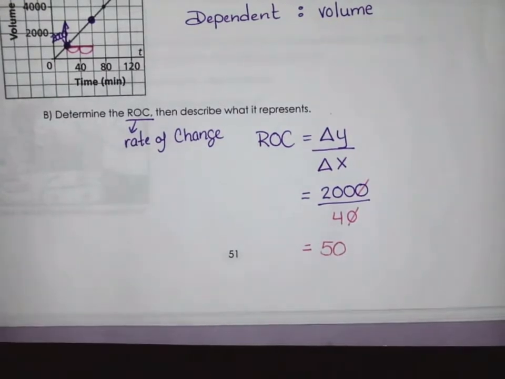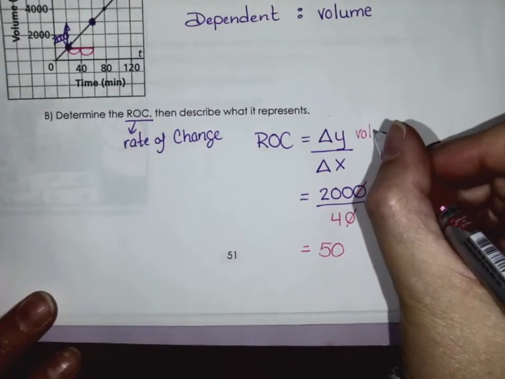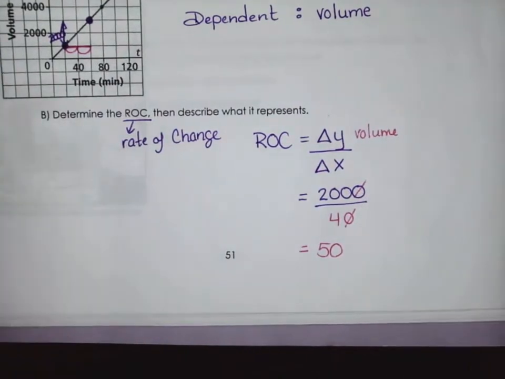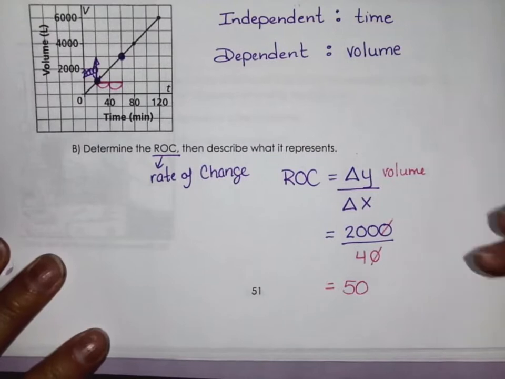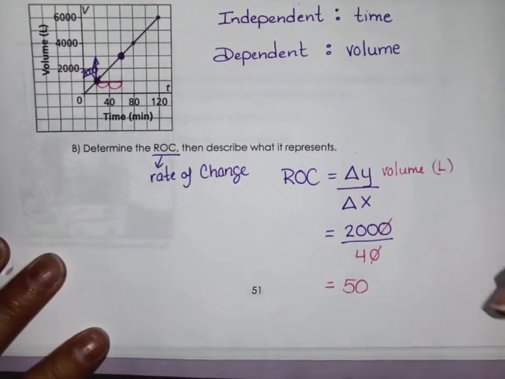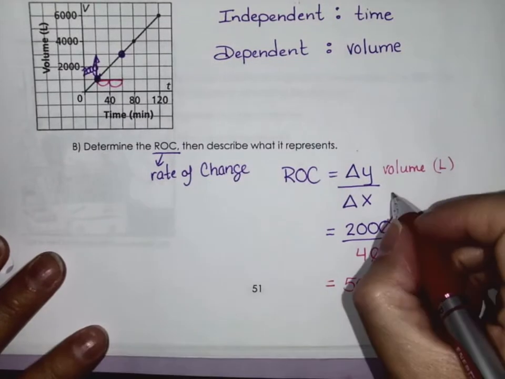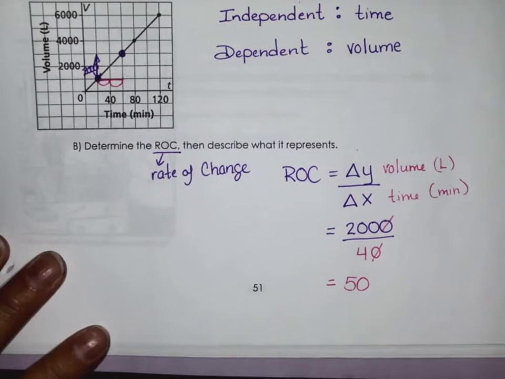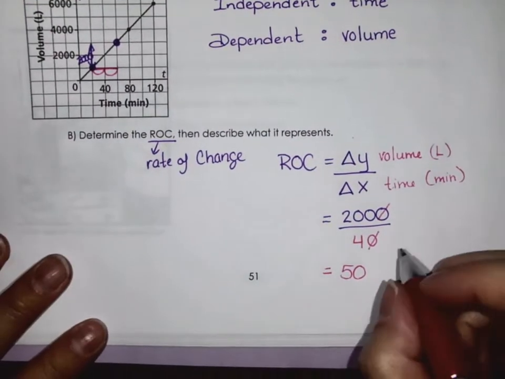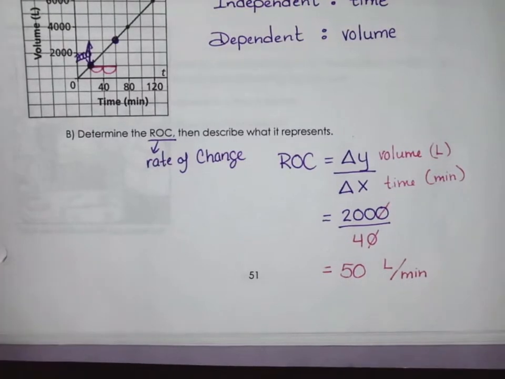What was on top? The volume, right? And what was volume measured in? It says right on your y-axis. What was volume measured in? Liters. Okay, and then this one was time. The x value was time, and that one was in minutes. So our units of measure are going to be liters per minute.